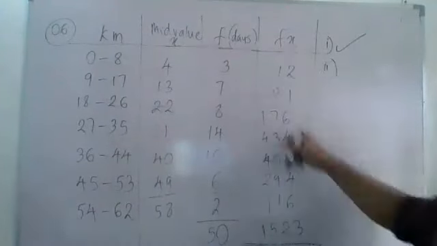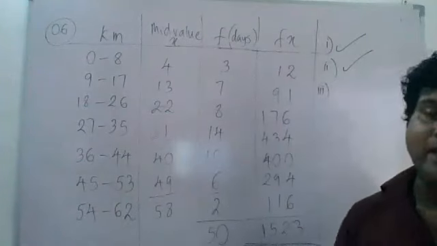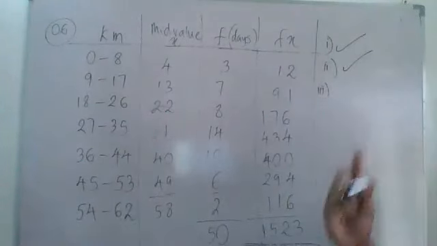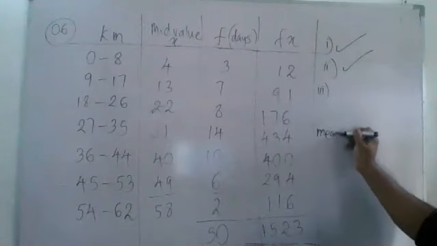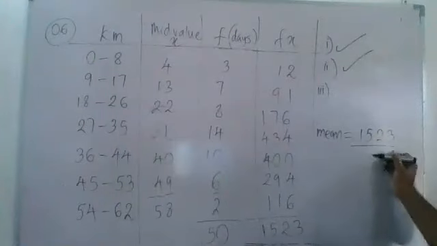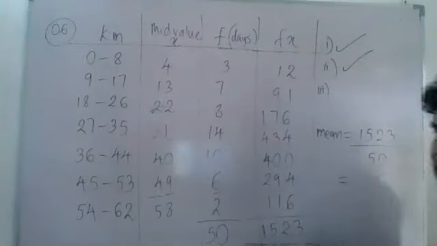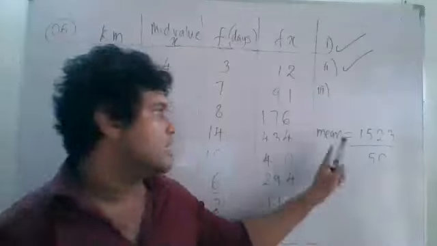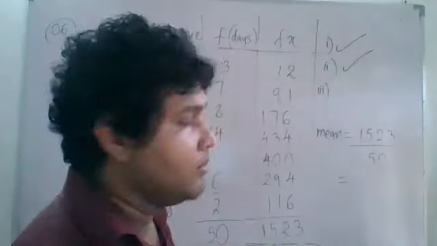Calculate the mean distance traveled by the vehicle in a day. During 50 days, it is 1523 kilometers. In a day, how to find the mean? The mean is the total distance traveled divided by the total number of days.